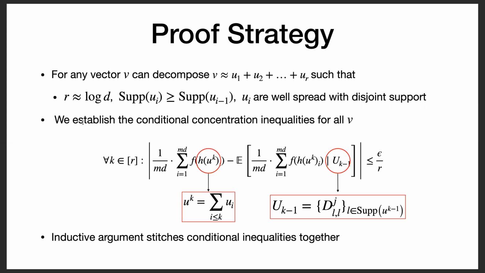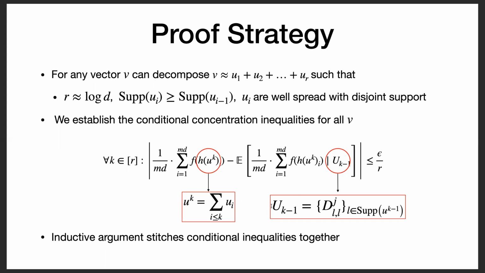Because of this particular decomposition, we can now establish a conditional concentration inequality where we condition on subsums of this decomposition. So we are going to look at the concentration of the transformations of U superscript K, which is a subsum up to the first K elements of this sequence. And we're going to condition on the support of the previous subsum, so the subsum up to K minus 1 elements in this decomposition. And now we have this conditional concentration inequality for subsums of this decomposition.